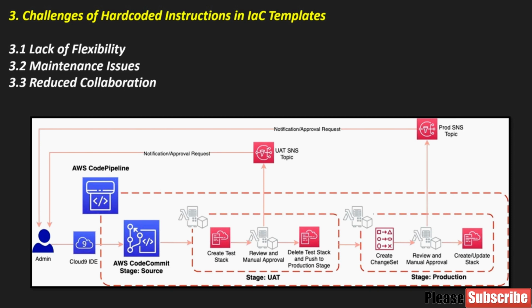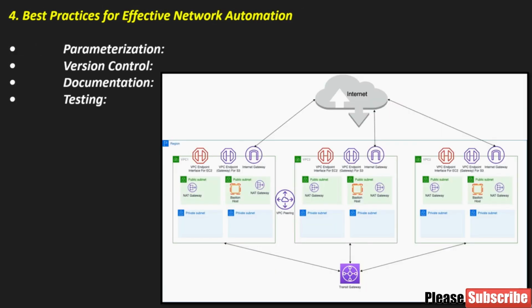Next will be maintenance issues. As infrastructure evolves, hard-coded values become outdated, because regular maintenance is required to keep a template synchronized with the current state of the network, increasing the risk of errors too. The final will be reduced collaboration. Teams may face difficulties collaborating when templates contain hard-coded values, as changes can impact multiple components, leading to coordination challenges too.